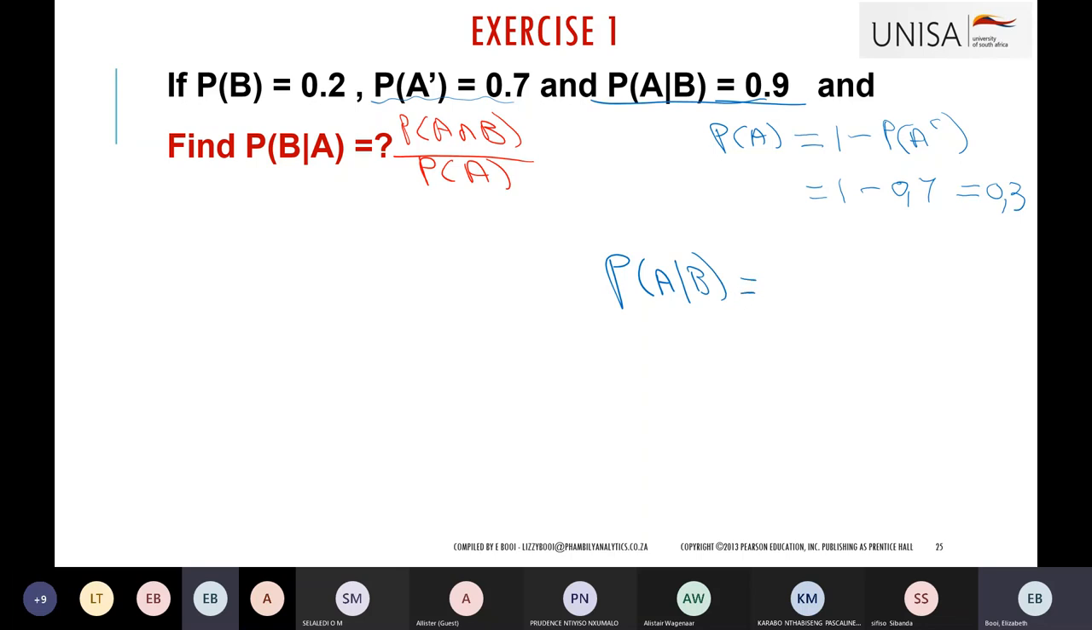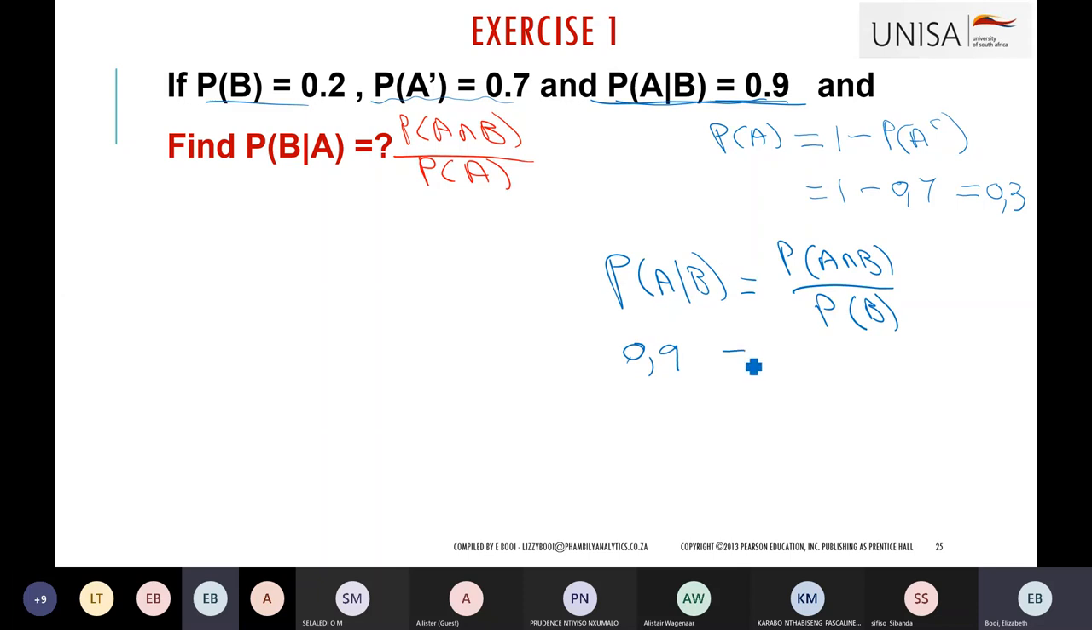I know that it is equal to 0.9, but it does not help me at this point, because if I'm given the probability of A given B, I can write the formula as said. This 0.9, they found it by using A and B divided by the probability of the given, which is B. Since they found it using this formula, I can come back and ask: do I have the probability of B? Yes, I do. Do I have the probability of A given B? Yes, I have. So I can substitute the values.